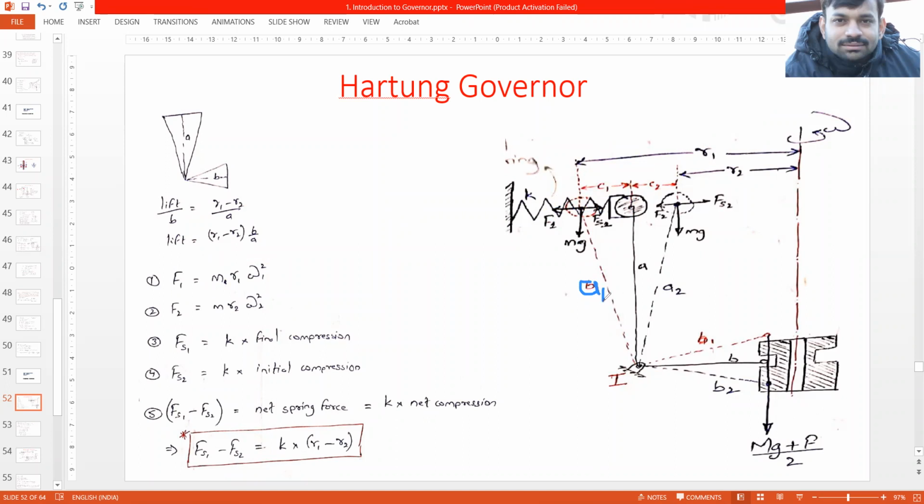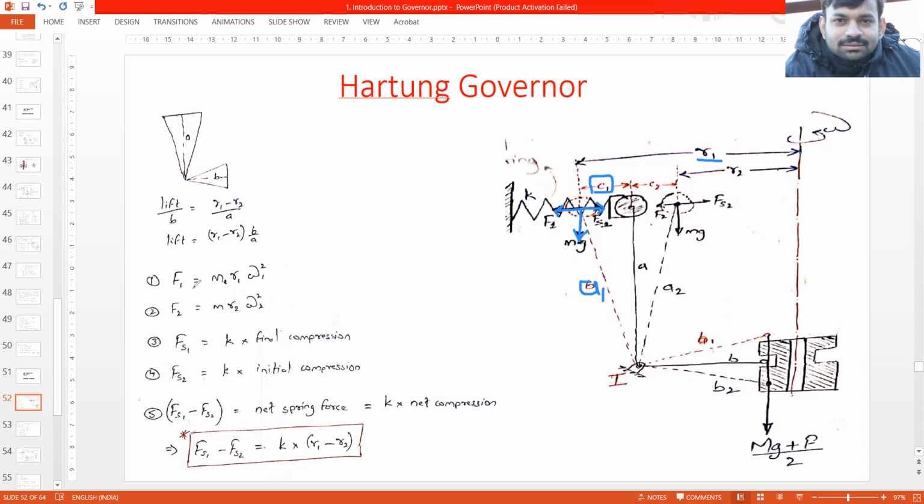Okay, so this will be the configuration of the governor when the speed increases. So we have vertical distance a1, the radius of revolution would be r1, the horizontal distance would be c1, the position of the ball, all right. The centrifugal force would be F1, the spring force would be Fs1, and these two would be acting in direct opposite direction to each other, and there is mg force, all right.